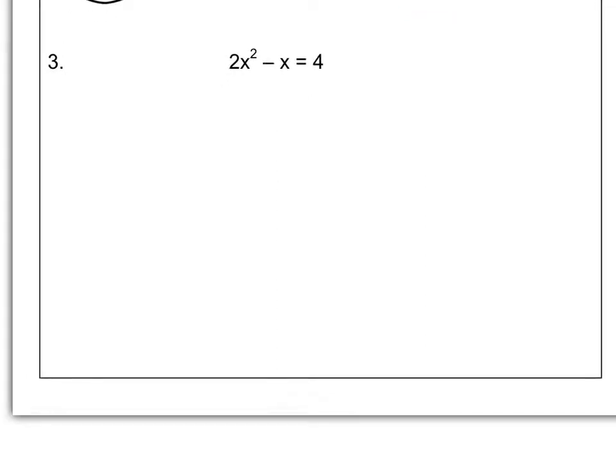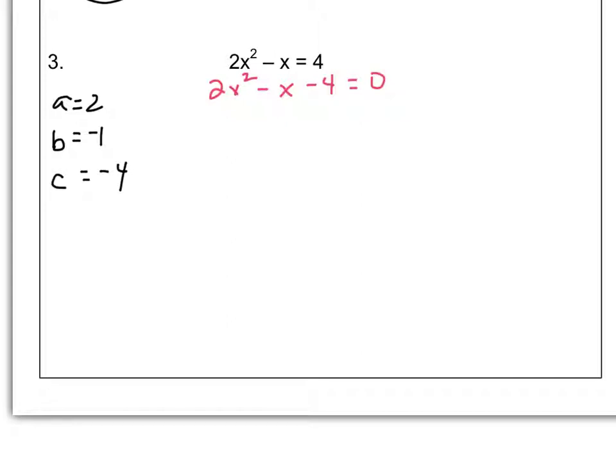Number 3. The first question you ask yourself is, is this set equal to 0? And it's not. So we've got to get it equal to 0. I've got to move this 4 over to the other side. As I move it, I'm going to end up with 2x squared minus x minus 4, and it's going to equal 0. So now a is 2, b is -1, and c is -4.